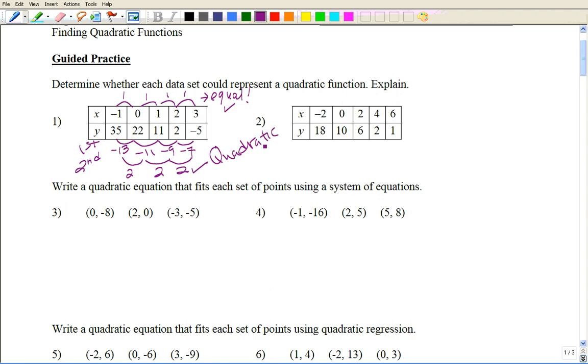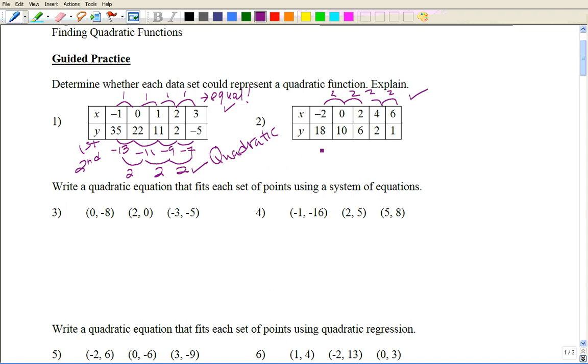On number 2, we're going to check the same thing. First, check to make sure the x's are equally spaced. From negative 2 to 0, we've added 2. From 0 to 2, we've added 2. 2 to 4, 2. 4 to 6, 2. So those are equally spaced.